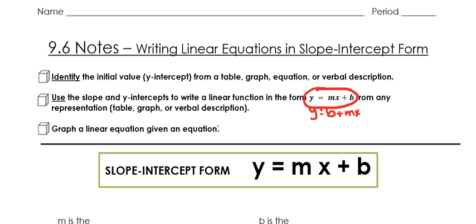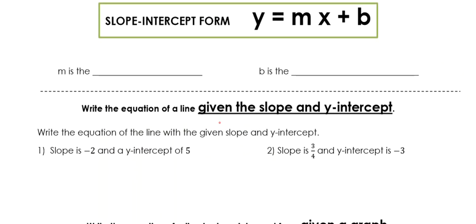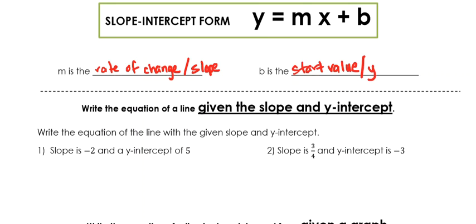And then we're going to graph linear equations given an equation. So slope-intercept form. So m is the rate of change, but for graphing purposes, it's actually your slope. All right, b is your start value, but for graphing purposes, it's your y-intercept. It's where the line is crossing the y-axis, okay? So write the equation of a line given the slope and y-intercept.